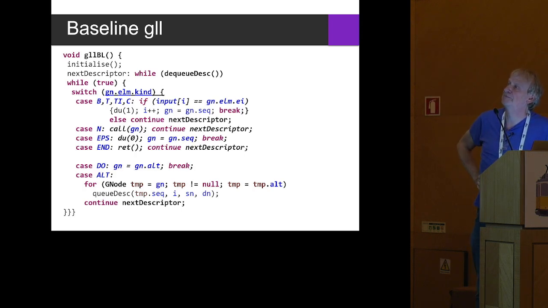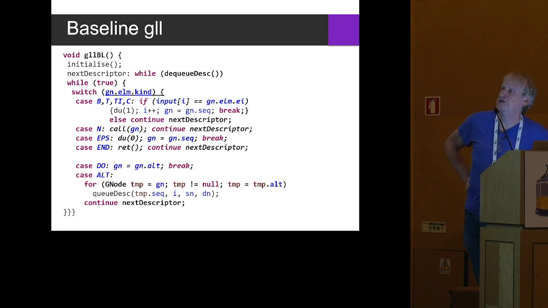So this thread of control is just killed dead, and we flip back up to the top of the loop. Non-terminals are trivial. We have a routine called call, which is analogous to a recursive descent call in a traditional RD compiler. And then when we come back from it, we continue with the next descriptor. If there's an epsilon, it's rather similar to a terminal, except we don't bump the pointer. And if there's a return, which is what happens at the end, then we do some processing in ret and then again continue with the next descriptor. So this is the outer control loop, if you like, for GLL.